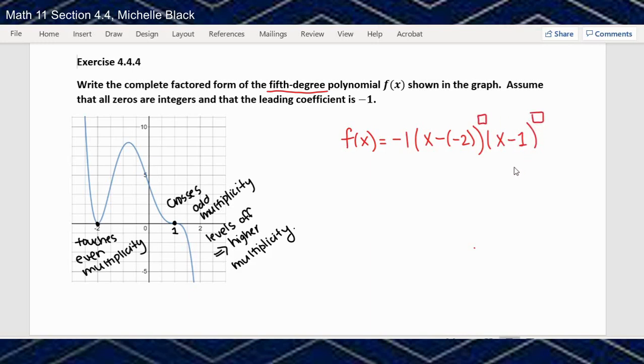Well, if the degree of this polynomial is 5, at the -2 I need it to be even. It could either be a 2 or a 4. But at 1 I need it to be odd, and I should have a higher multiplicity. If this is a 2, then this would be a 3. If this was a 4, this would be a 1, because again it has to add up to 5. But this should have a higher multiplicity because it levels off. So I'm pretty sure that leaves me with the complete factored form of -1 times x plus 2 to the power 2, because it's even, and x minus 1 to the power 3 because it's odd and should have a higher multiplicity.